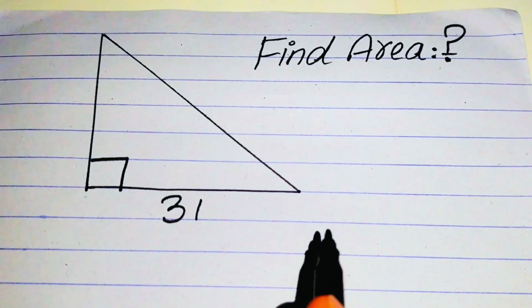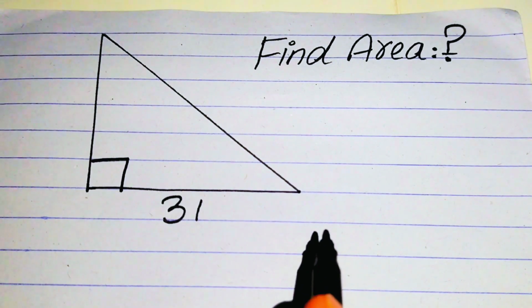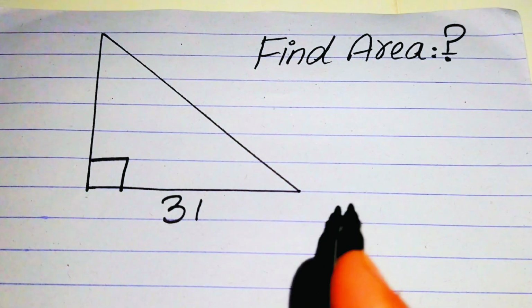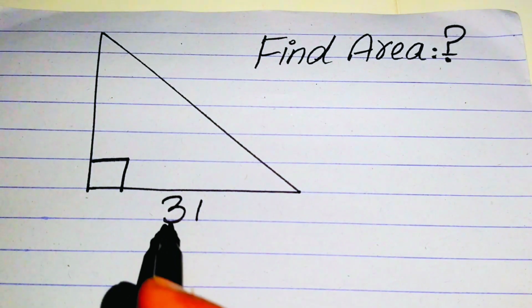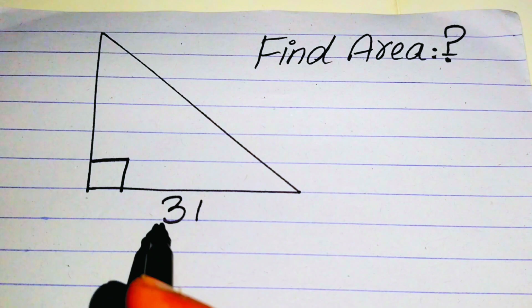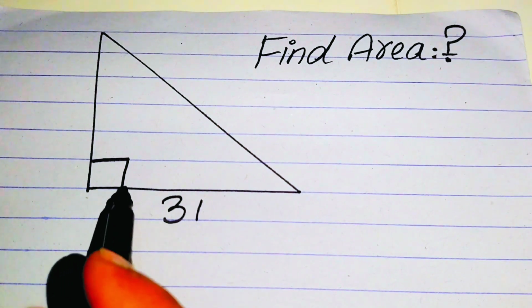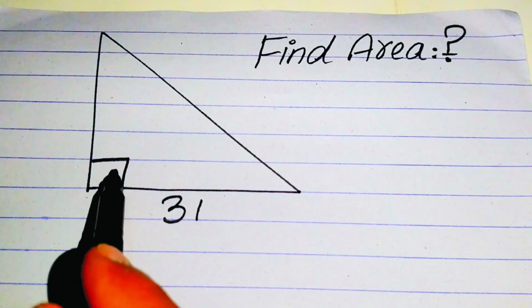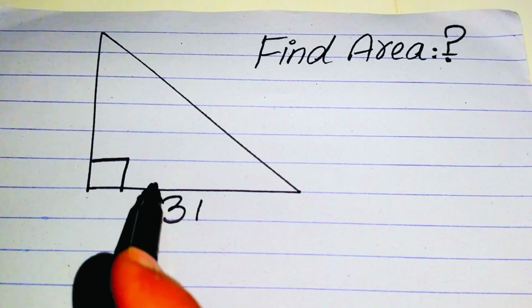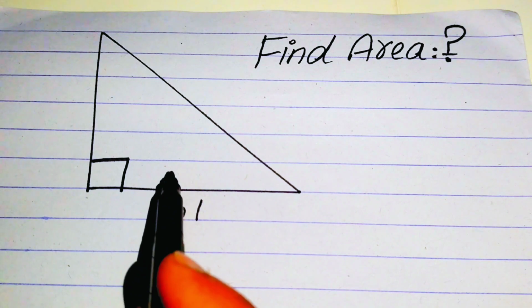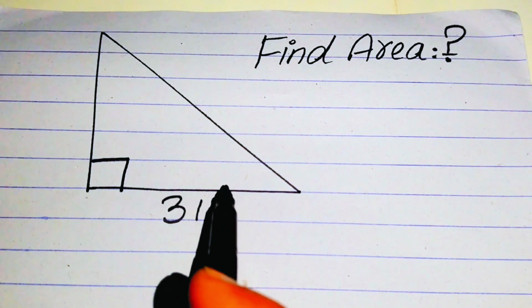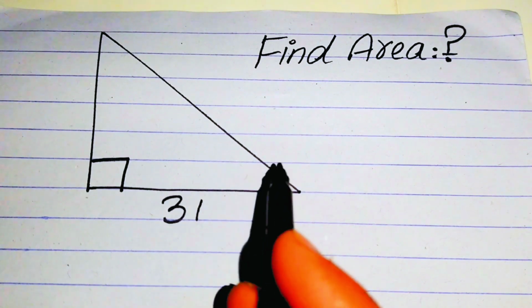In this video, we are going to solve this nice math Olympiad geometry problem. Here we have a nice right triangle in which one side length is 31 and one angle is 90 degrees. We just have to find the area of this right triangle given this limited information. I hope this is a very interesting problem and you like this video.